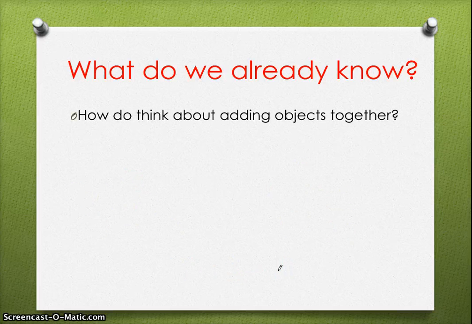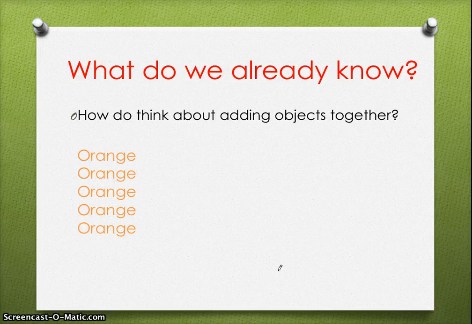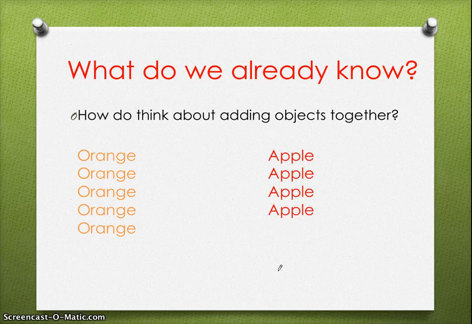We want to investigate further, what does it mean when we're not just adding numbers, but when we're adding objects? For example, what if I had 5 oranges? I represent the oranges with these words, 5 oranges. And I wanted to add those oranges to apples, 4 apples.